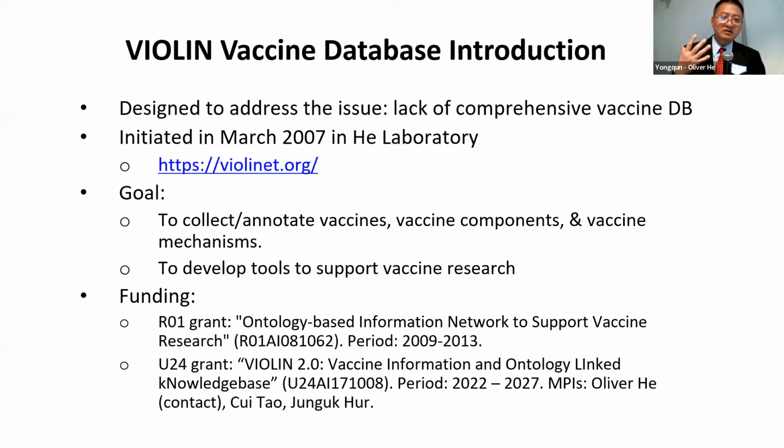Basically, VIOLIN is a vaccine information system. Somehow we got the name. At that time, when we designed it, you looked around and found many vaccine-related databases, but they were more commercial, or government ones for patients. You don't have one for researchers. So at that time we said, oh yeah, we should develop one. So we initiated the so-called VIOLIN.